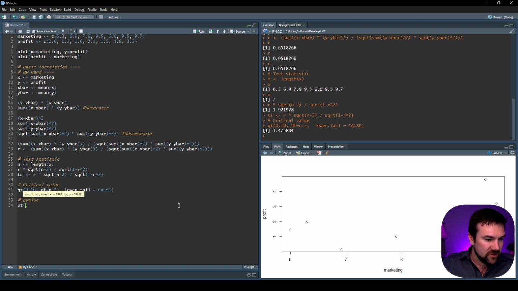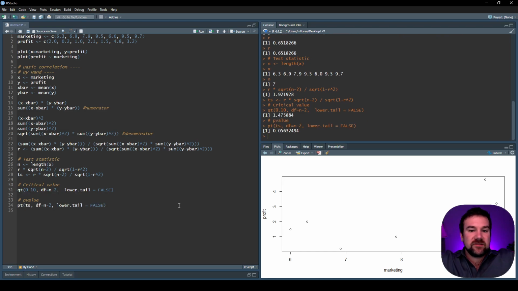For my p-value, I use pt, give it my test statistic. Degrees of freedom stays n minus 2. And I still use lower tail equals false because I'm only looking in that top tail direction. That's all I'm looking for. So I don't have to do the times 2, and I don't have to look in both directions. I already know that this is an upper-tailed test, a greater than test. So that's my p-value.